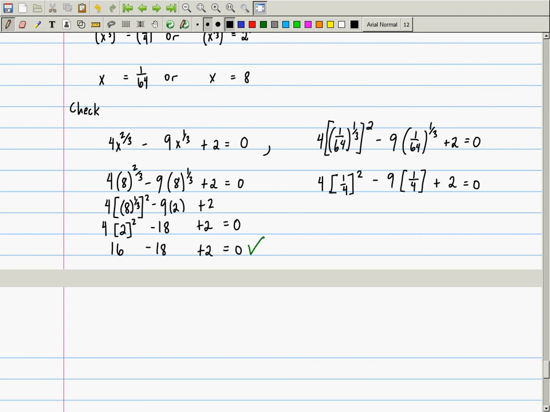So this is 4 times 1/4 squared, so I'll write it like this: 4 over 16 minus 9 over 4 plus 2 is 0. 4 over 16 is the same as 1 over 4, minus 9 over 4. And then I'll make 2 into 4ths also. How many 4ths is 2? 8 of them, 8 fourths. So 1/4 plus 8/4 is 9/4, minus 9/4 is 0. So they're both solutions. You should feel very comfortable with all of this arithmetic and with showing these kinds of steps. Any questions?